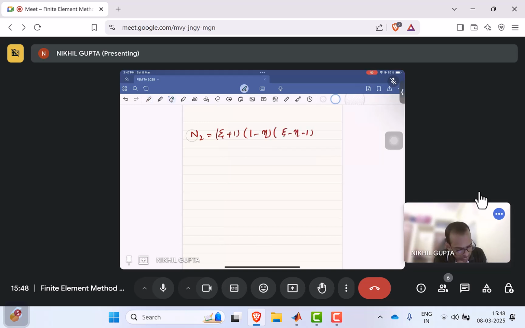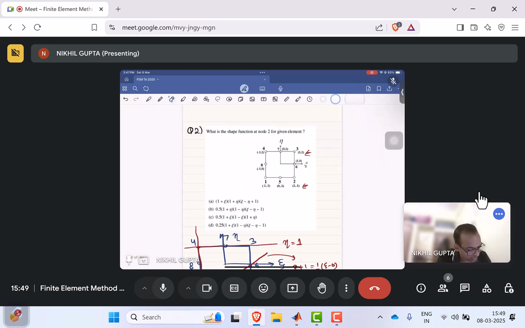Actually this is not n2. You can write the equation like this. Now when you are writing this equation, you have to find the value of this equation at node 2. So the coordinate of node 2 is given as 1 and minus 1.